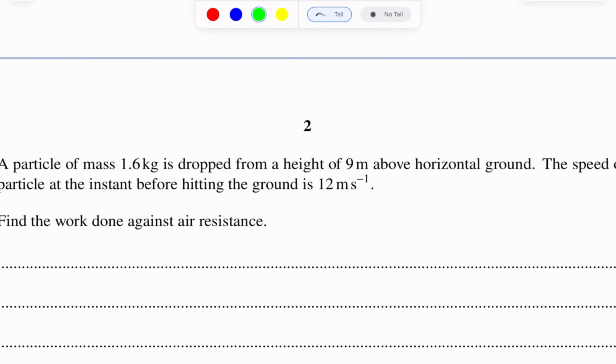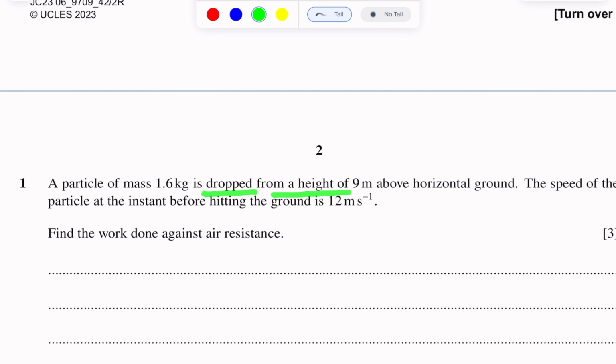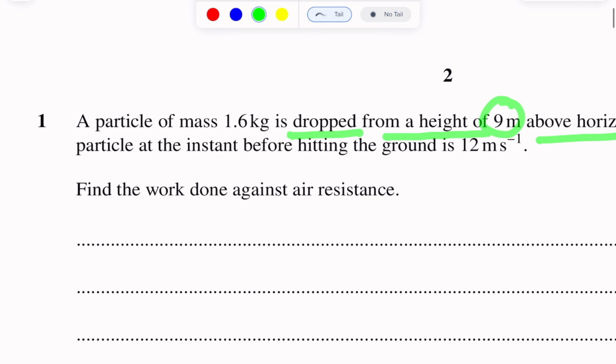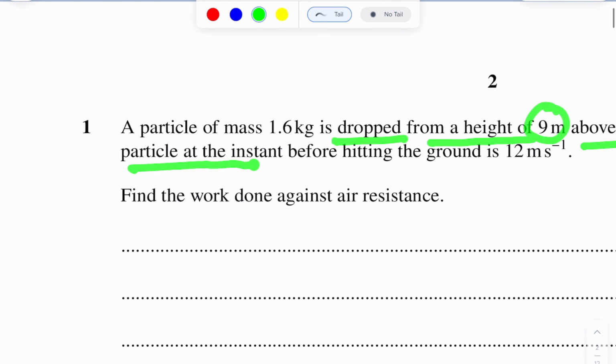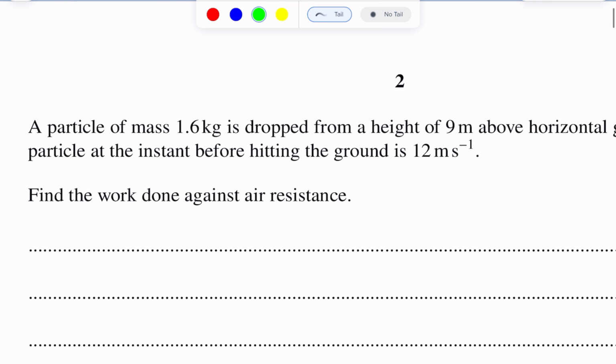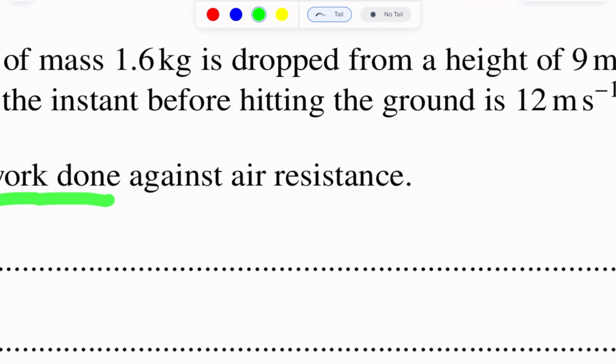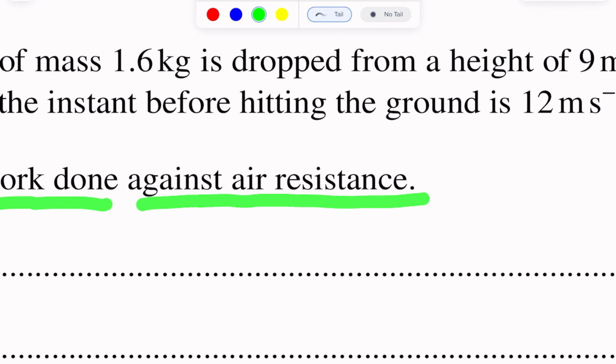A particle of mass 1.6 kg is dropped from a height of 9 meters above horizontal ground. The speed of the particle at the instant before hitting the ground is 12 meters per second. Find the work done against air resistance.